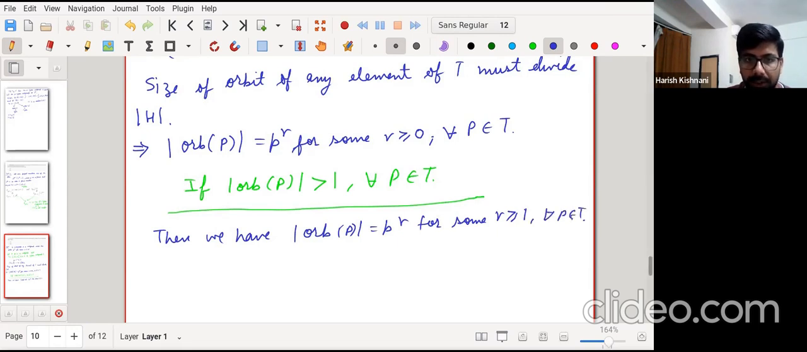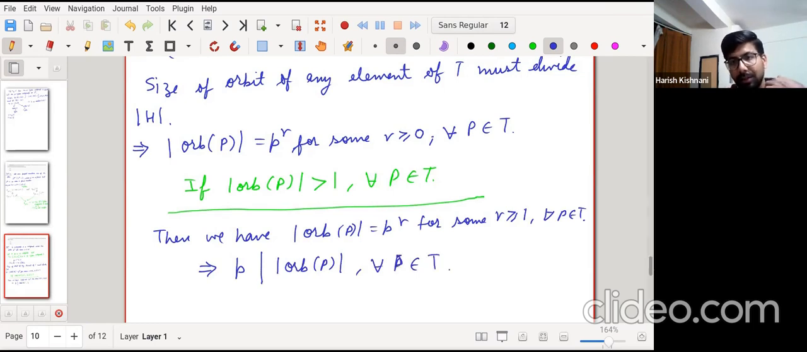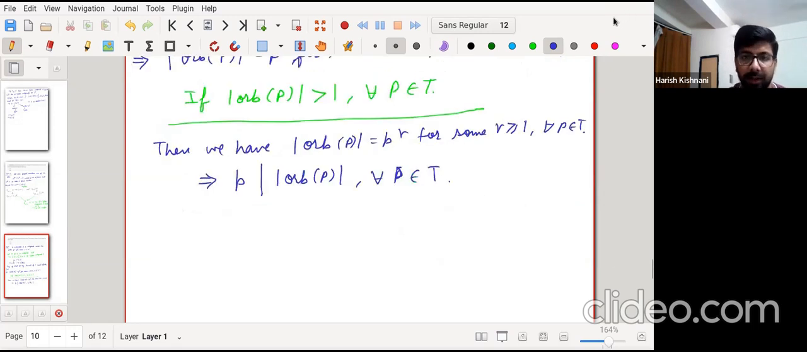But what does this imply? This implies that P divides the order of the orbit of p for all capital P inside T, right? Because now r is greater than or equal to 1, so at least it has to be P. So P divides the order of the orbit of p for all P inside T.